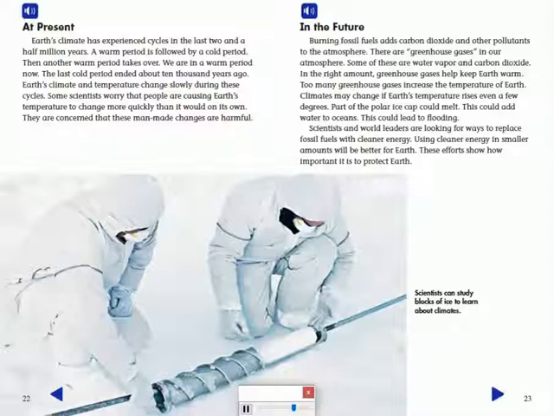Scientists and world leaders are looking for ways to replace fossil fuels with cleaner energy. Using cleaner energy in smaller amounts will be better for Earth. These efforts show how important it is to protect Earth.